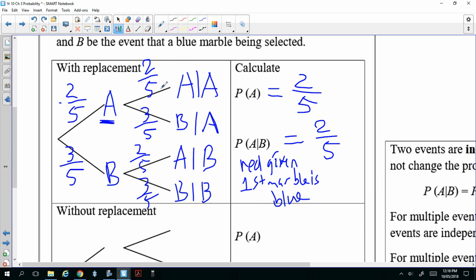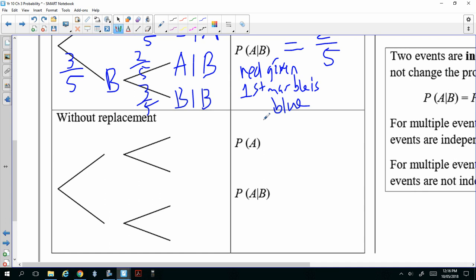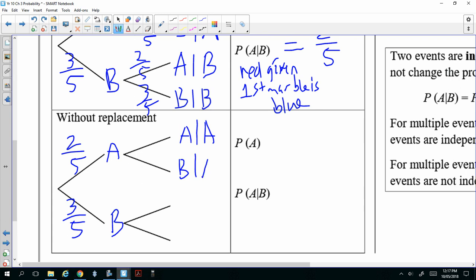Let's look at the case when there is no replacement. Your tree diagram would change slightly. You have a red or a blue, which is still 2 out of 5, 3 out of 5. Then when you get the red again, you write red given it is red, and blue given the first one is red. So given the first one is red, the second marble could be red or blue. Your chance without replacement will now change, to 1 out of 4, 3 out of 4.